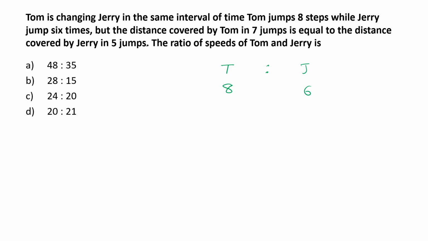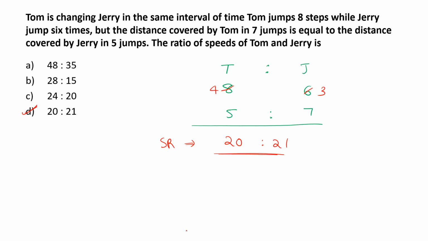But the distance covered by Tom in 7 jumps is equal to the distance covered by Jerry in 5 jumps. That 7 with Tom, just transfer to Jerry, and that 5 with Jerry, just transfer to Tom. Just take the ratio and that would be the required answer. Two 3s and two 4s, that means 4 5s are 20 and 7 3s are 21. The speed ratio between Tom and Jerry is 20:21. Option D, 20:21 would be our answer.